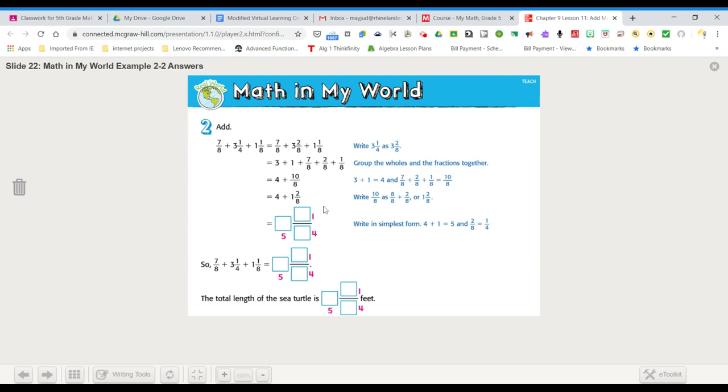Again, how did they get from 2/8 to 1/4? Over here, they're showing you how to write in simplest form. 2/8 is equal to 1/4 by dividing by 2. So even in your answers here and in the steps, they don't really give you enough boxes to show how they're going from 2/8 to 1/4. And I've noticed in some of the assignments, some of you are skipping that step. Don't forget when it says to write it in simplest form to do that. So the answer is the total length of the sea turtle is 5 1/4 feet.